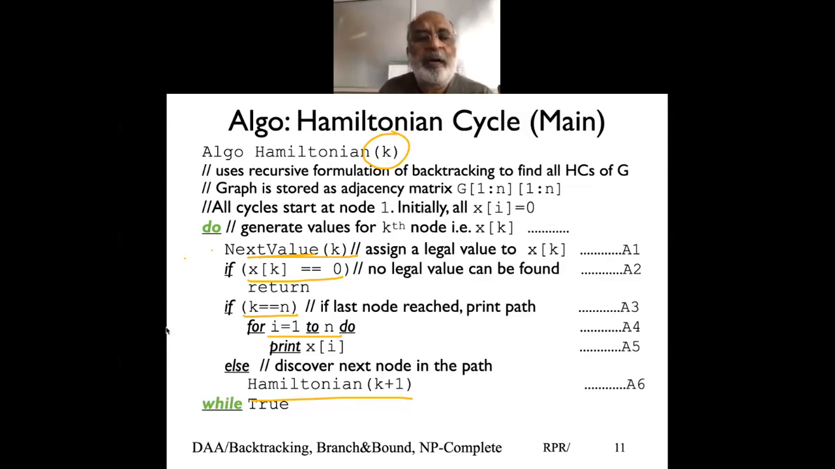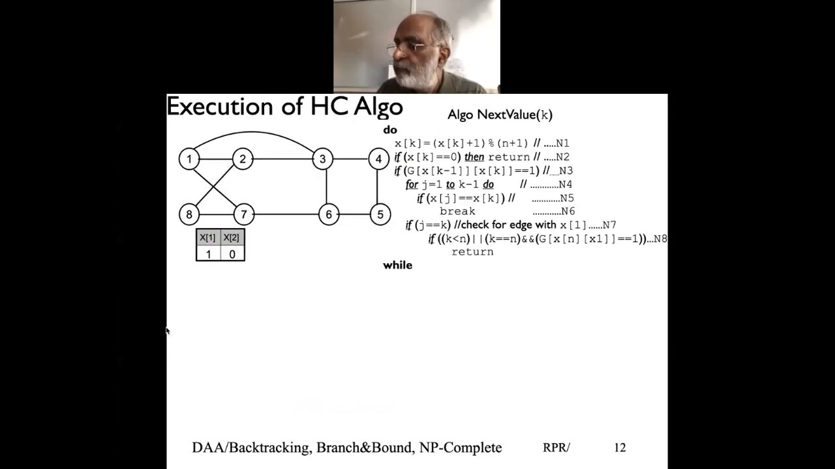I'll take the same example that we have taken, apply this and see. Look what I have done. For each algorithm, I have given a step. For next value, I said step n1, n2, n3, n6, n7, n8. And the same is true for the Hamiltonian cycle algorithm: A1, A2, A3. I have given all those steps.